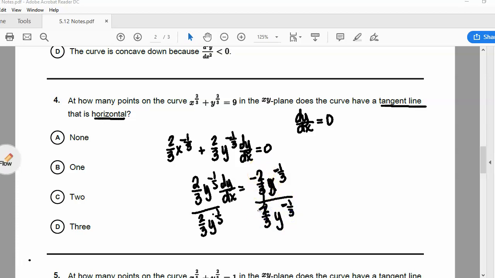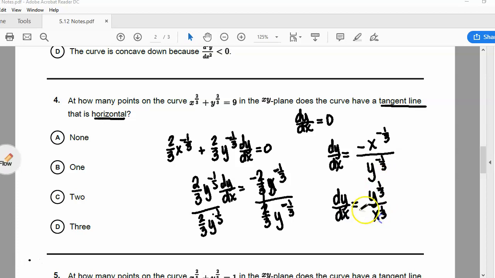The 2/3 can cancel each other out here. So dy over dx would equal negative x to the negative 1/3 over y to the negative 1/3. You probably do not want those negative exponents here because that makes things complicated. So I would switch them back. Dy over dx equals y to the 1/3 over x to the 1/3. I guess I should keep my negative right here.